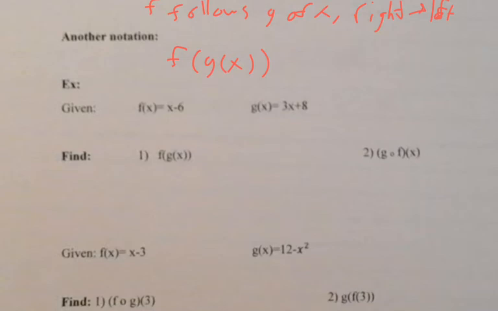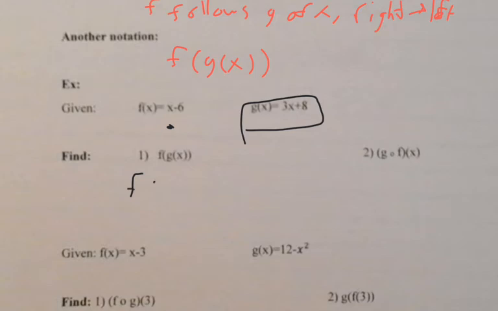Alright, let's look at our first example. So we're given f of x equals x minus 6 and g of x equals 3x plus 8. We have find f of g of x. Remember, we can see it as this notation or the other notation. So what this means is find f of g of x. So anywhere we see an x in our f of x function, we're replacing it with g of x. That's what this means. So let's put this to the test.